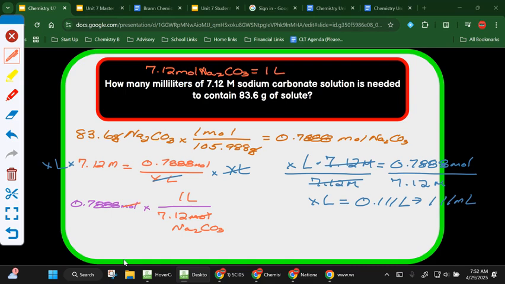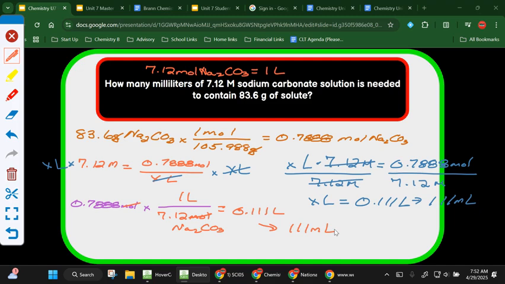This is going to equal, ladies and gentlemen, 0.111 liter, which still becomes 111 milliliters. This is not a problem where I am finding molarity. This is a problem where I am using it.